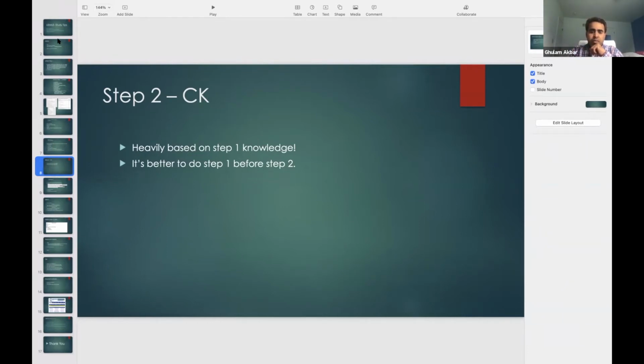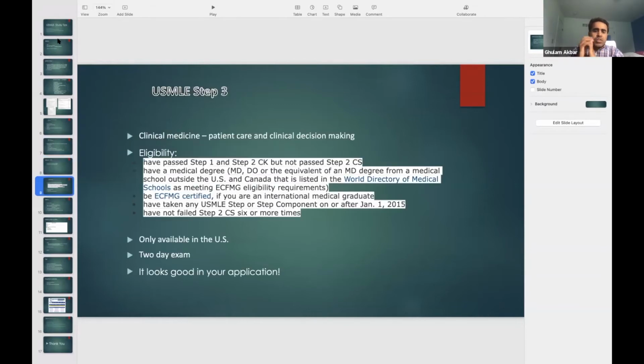May not apply to all of you, but certainly to a few people who have not started the process yet. Step 2 CK, Step 3 is the exam that is the last portion of this series. It's the clinical medicine, patient care and clinical decision making.